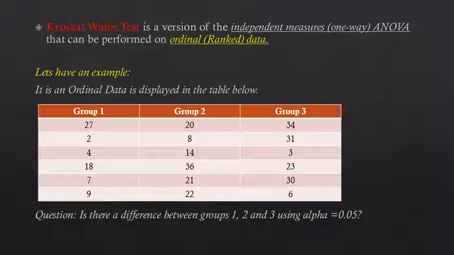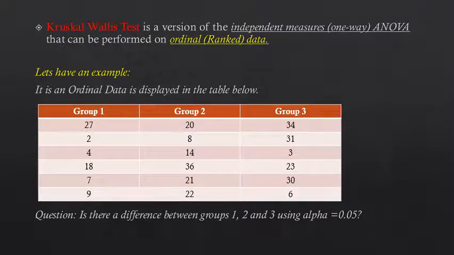So for us to be able to comprehend more on how it is going to be performed, let's have an example. An ordinal data sample is displayed on the table. So the question is, is there a difference between groups 1, 2, and 3 using an alpha of 0.05? We have three groups of numbers, consisting of six numbers in each group.